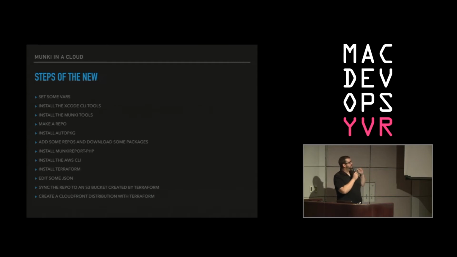We are going to install the AWS CLI, Terraform, and then we're going to edit some JSON files, sync the repo to an S3 bucket created by Terraform, and create a CloudFront distribution with Terraform, and essentially give you all of the pieces that Clayton was so awesome to open source this morning and are not yet implemented in this version of the code, but essentially will be in the future.